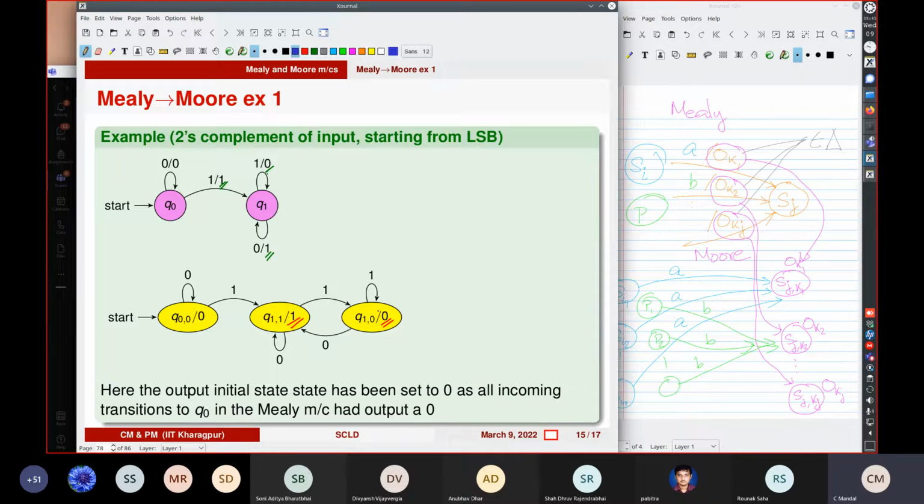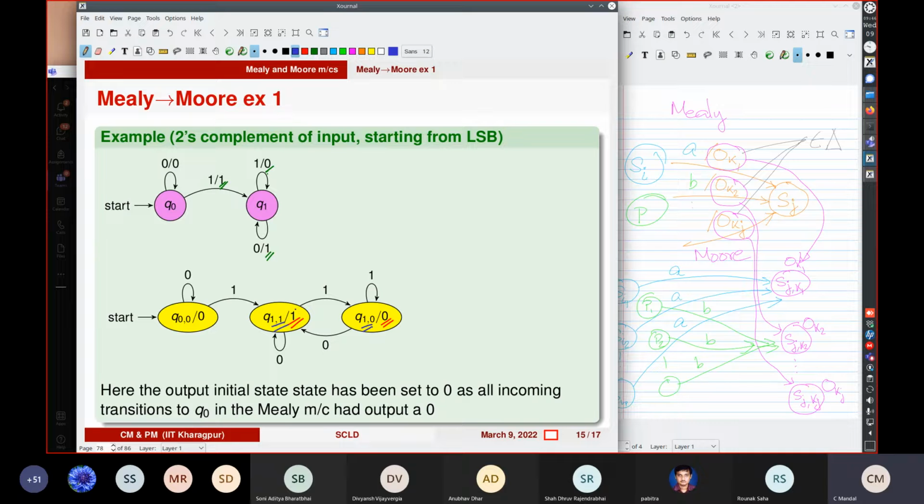So these are the two copies of Q1. When I get a 0, I make a transition to Q11 so that I get the output of 1. And when I'm in Q11, when I get a 1, I want to output 0. So when I'm in any copy of Q1, I want to make a transition to Q10 so that I get the output of 0.